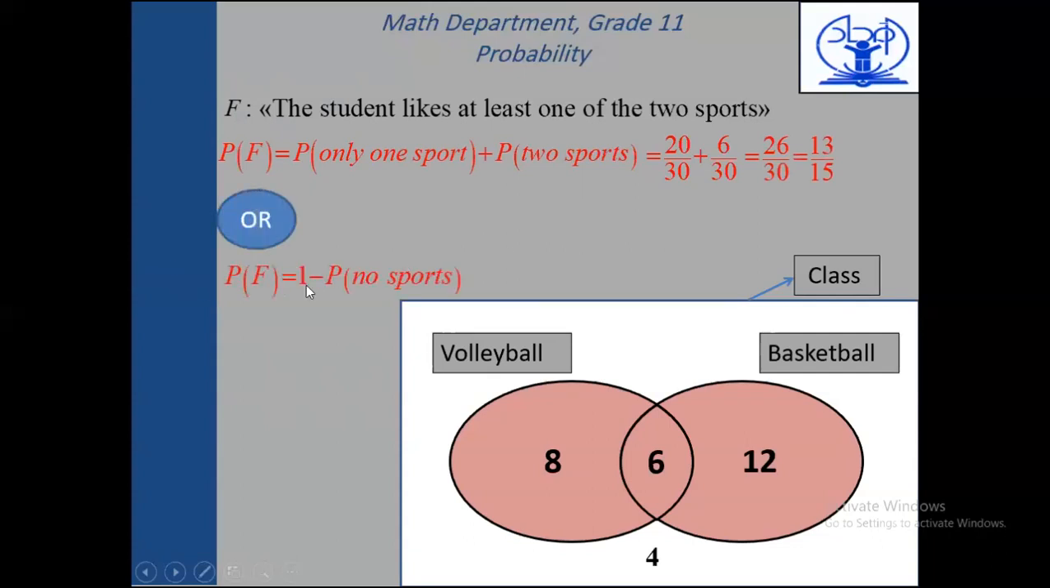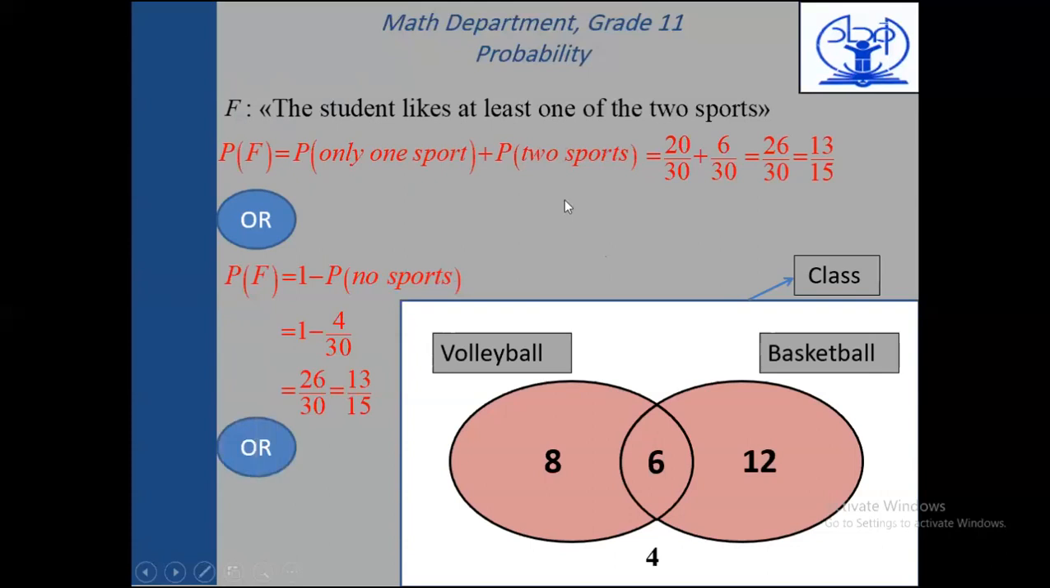Or, the probability that the student likes at least one of the 2 sports means 1 minus the probability of the complementary of that event, which is the probability that the student doesn't like any of the 2 sports, which means it's 1 minus 4 over 30, which is again 13 over 15.